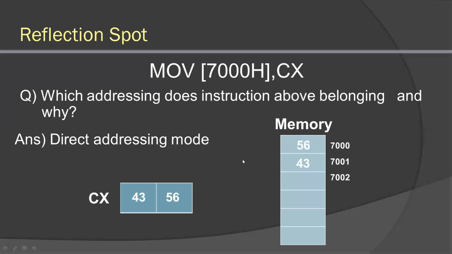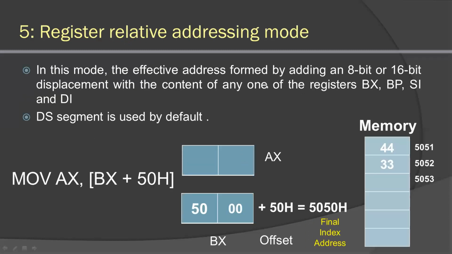Clear, ma'am. This is the example of direct addressing mode. Next addressing mode is register relative addressing mode. Now what is the meaning of register relative addressing mode. In case of register relative addressing mode, the effective address, we need to calculate the effective address by adding an 8-bit or 16-bit displacement value. By 8-bit or 16-bit displacement value, this will be more clear by considering this given example.